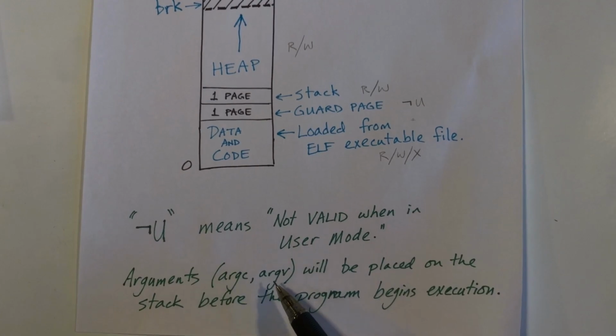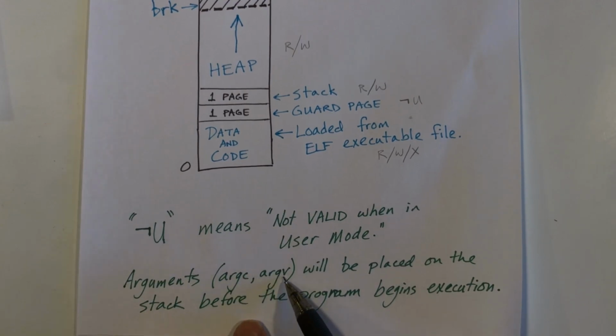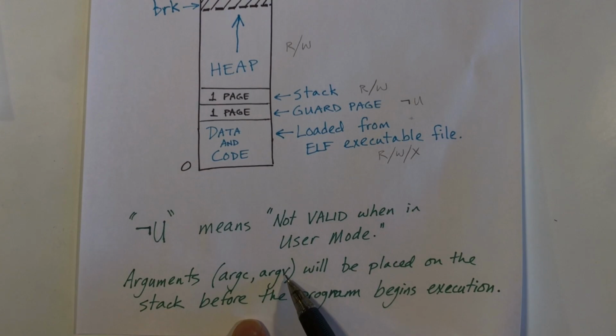C programmers will be familiar with the main function, which takes a couple of arguments, argc and argv. And these point to the arguments that are passed into the program when it begins executing. You may also be familiar with something called envp for environment, but that is not accommodated with xv6. xv6 doesn't use any environment variables, just argc and argv.